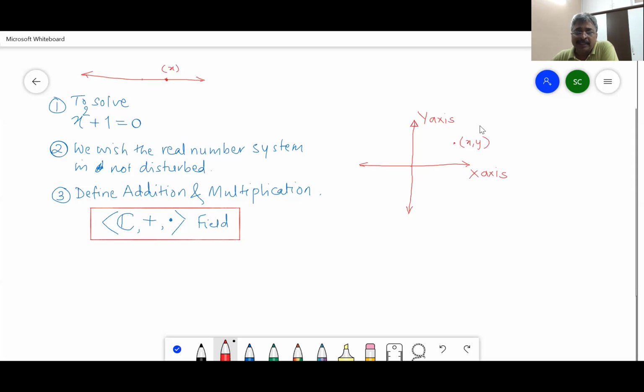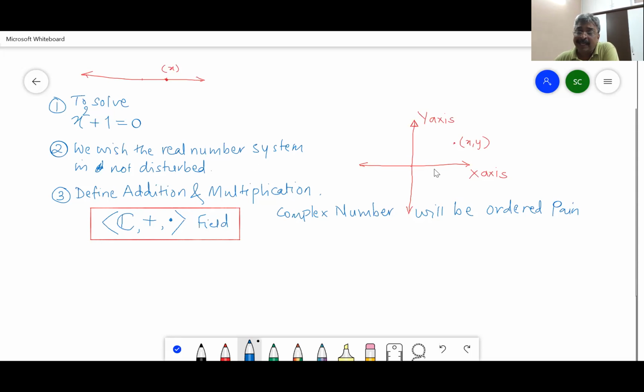So the new numbers would look like this. The new numbers, complex numbers, will be ordered pairs, right? Whereas real numbers were only one number, and therefore we have to compromise. And hence now the real number system is not disturbed, but there is a difference between the real number system and the complex number system that we wish to develop. They look different. It is an ordered pair in complex numbers and it is only one number in real numbers.